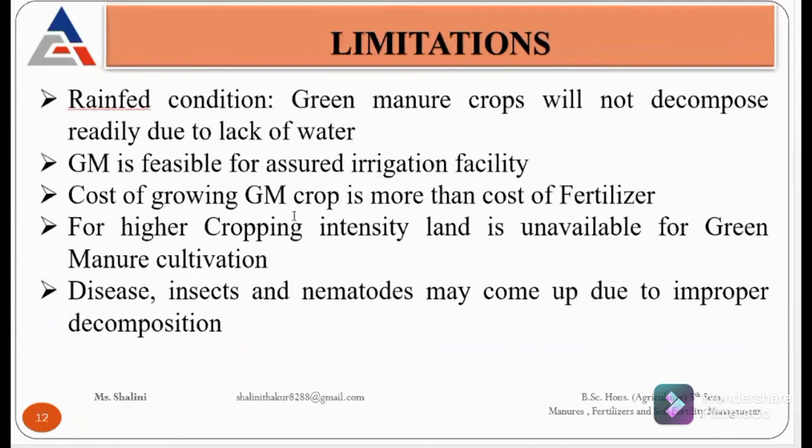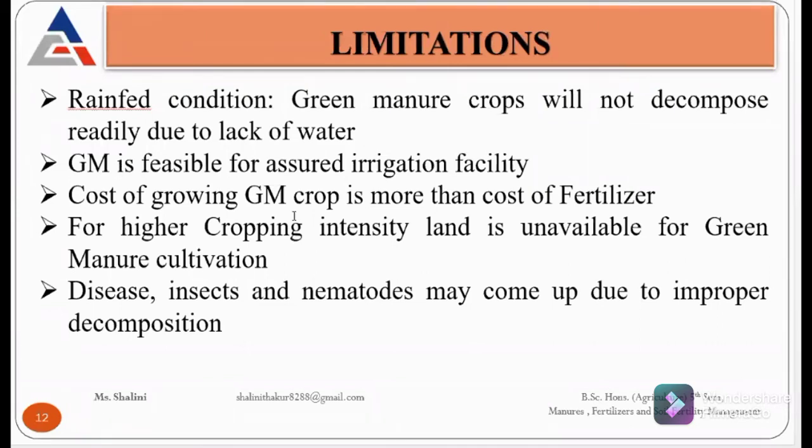Then we talk about the limitations. Everything for which we tell the advantages also has drawbacks. In rain-fed conditions, the green manure crop will not decompose readily due to a lack of water. Green manure is feasible with an assured irrigation facility, meaning irrigation facility should be there, then green manuring is done properly, otherwise it is not done properly. Then the cost of growing these green manure crops is higher than fertilizer application.